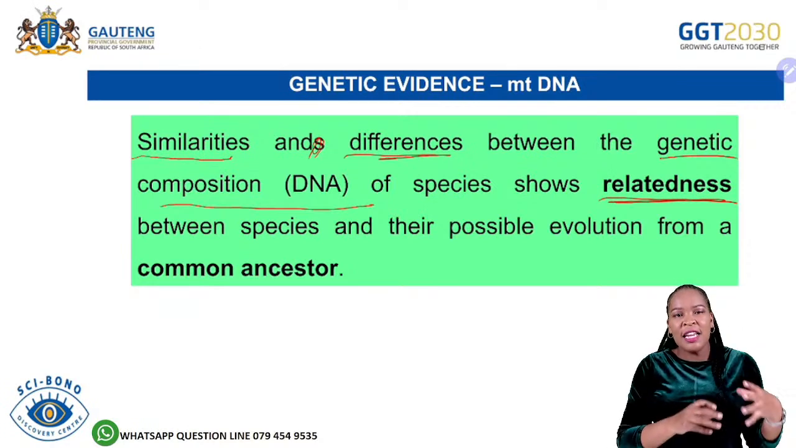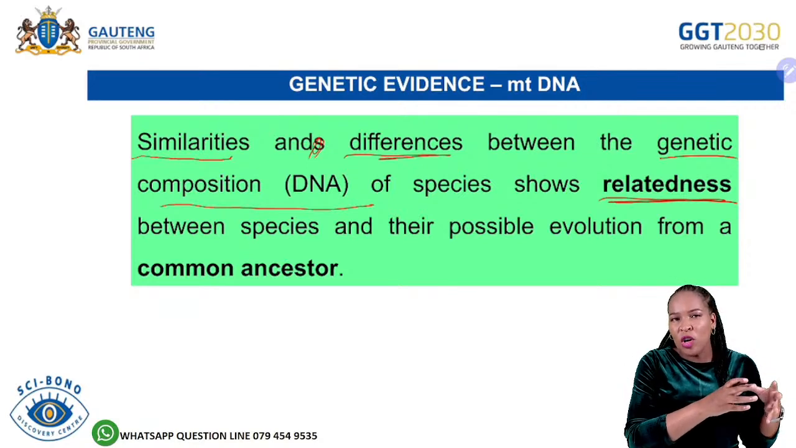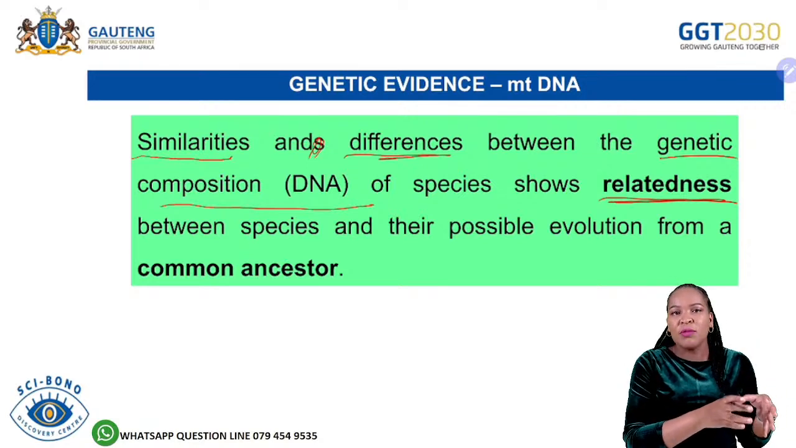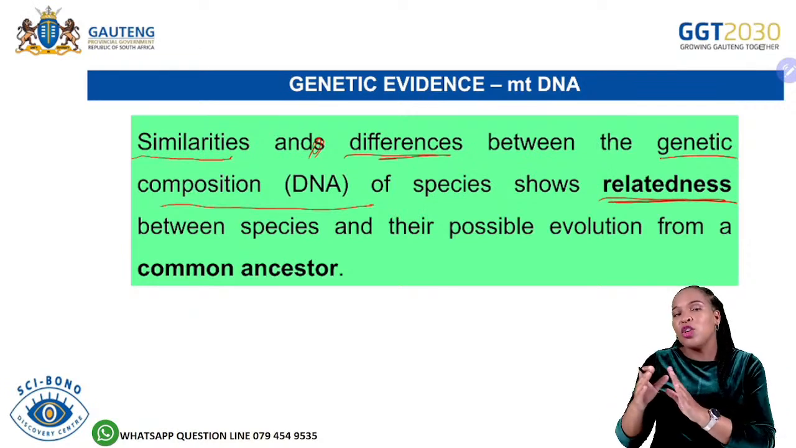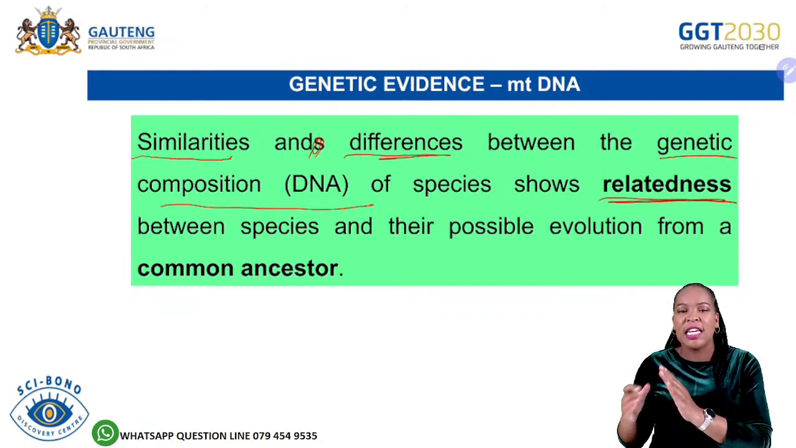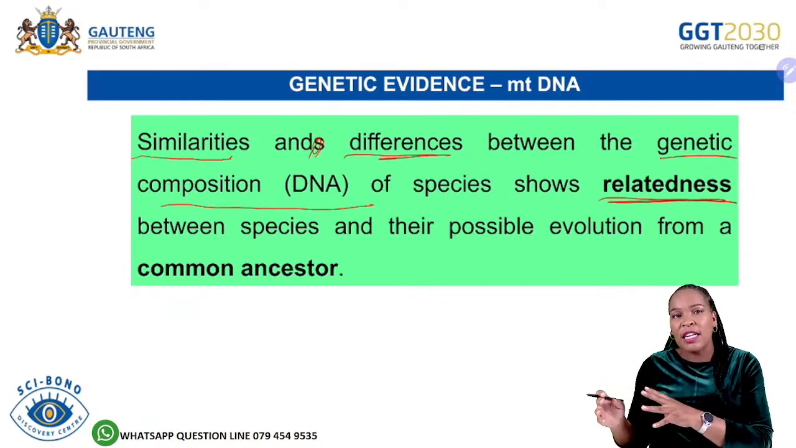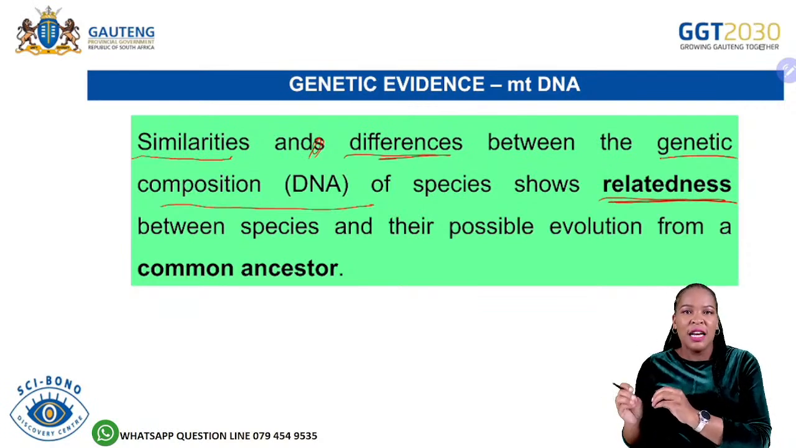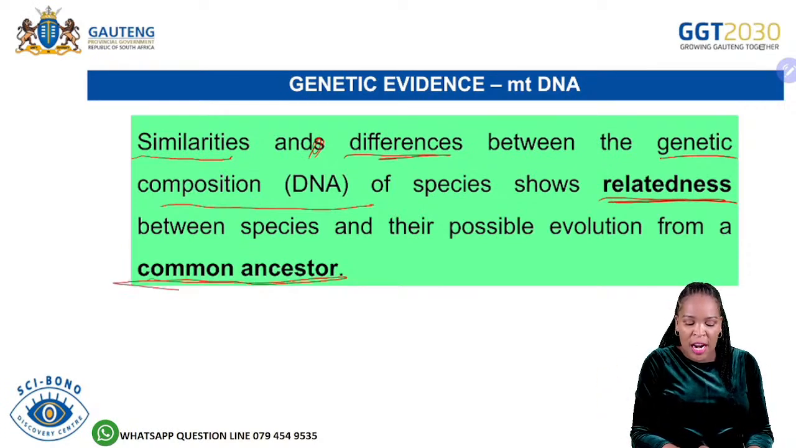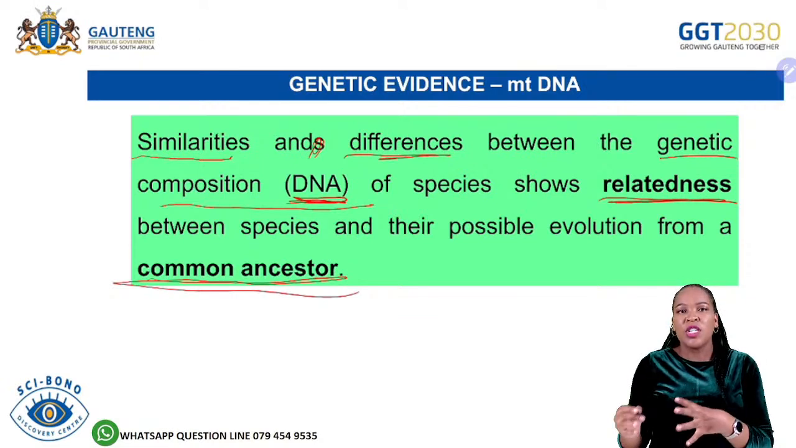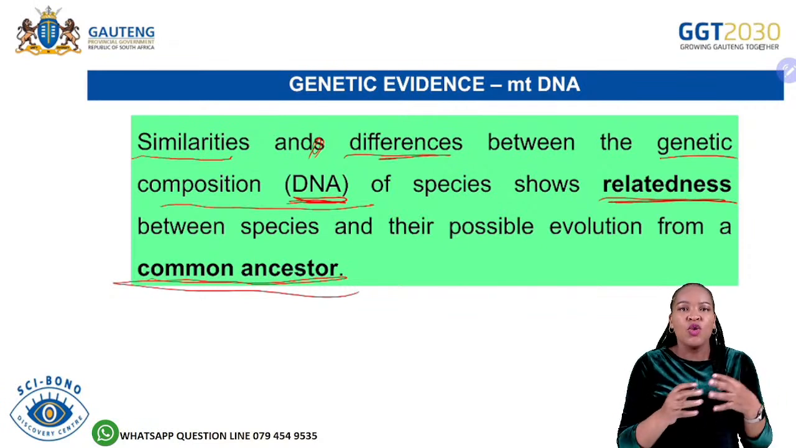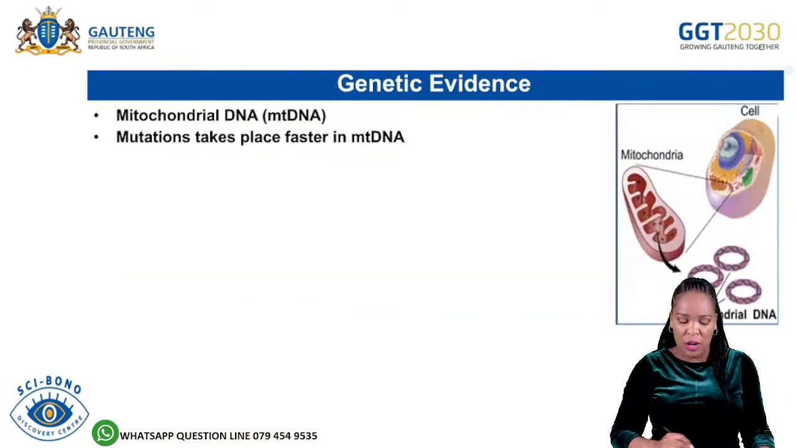So if the DNA matches more closely, then we can say the two organisms are closely related. But if the DNA strands are further apart or there's a huge gap or there's a huge difference in the sequencing, then we can say those two organisms are not closely related, but they may have a common ancestor. So we are able to trace also the common ancestry using DNA. So this is the form of genetic evidence that we use when we want to trace organisms, their relatedness, using the DNA of these organisms.